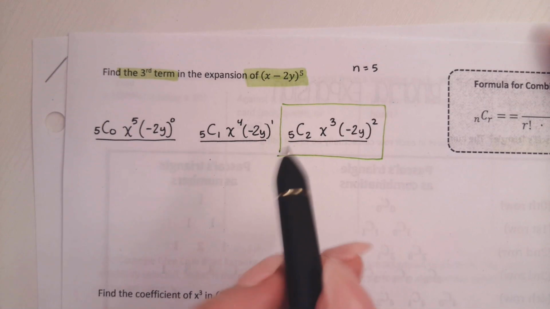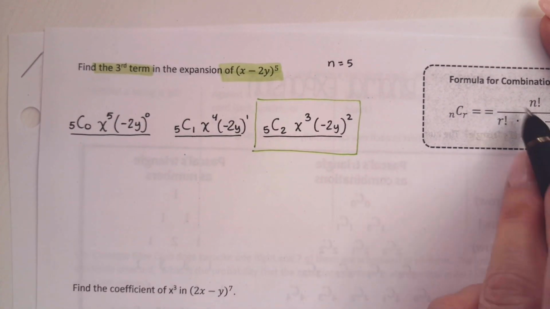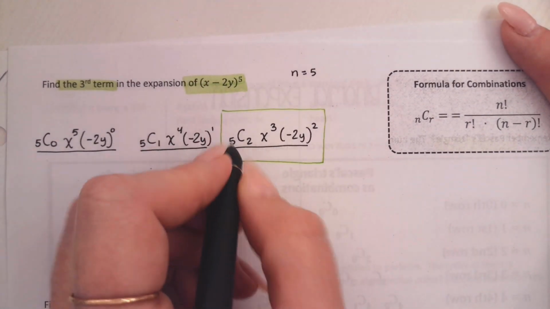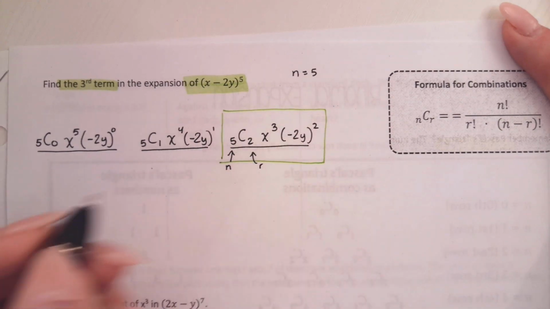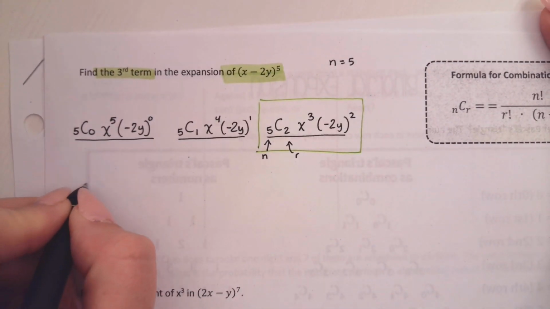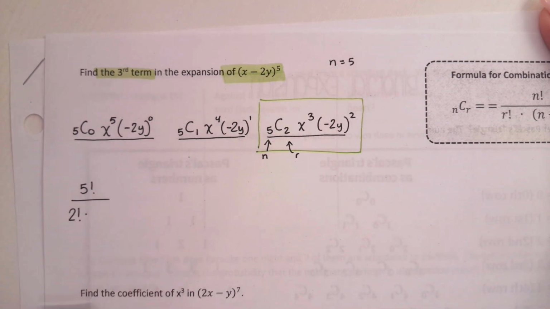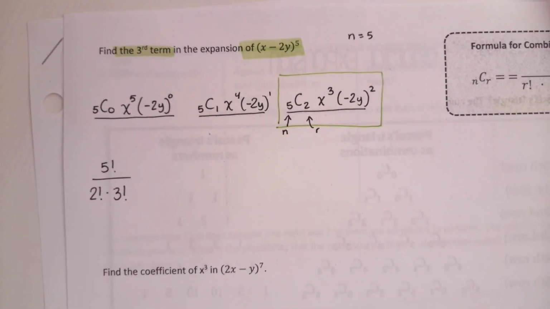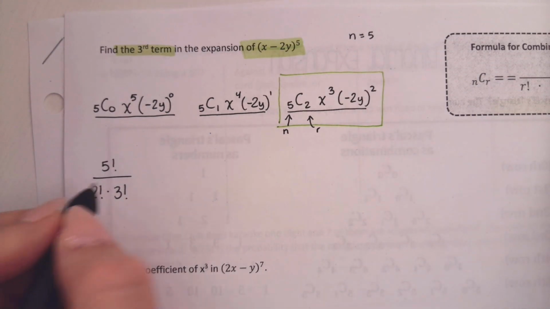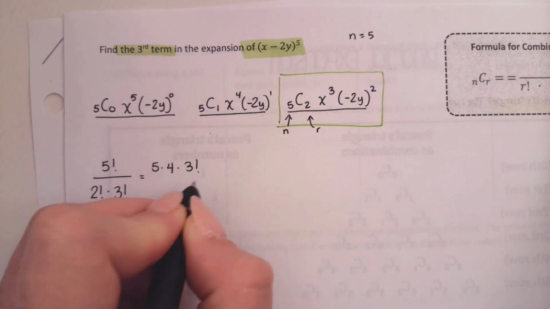Okay, so first thing I'm going to do is simplify my 5 choose 2. We've got our little combination formula over here if we need it. This first number, remember, is your n value, and the second number is your r value. So that would be 5 factorial over 2 factorial times 5 minus 2, which would be 3 factorial. How much of that 5 do I want to expand? Enough to cancel the 3. So 5 times 4 times 3 factorial.